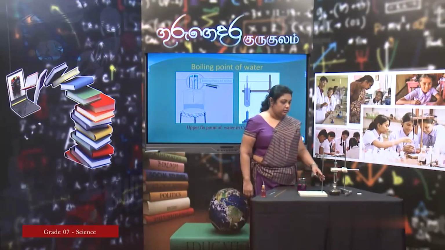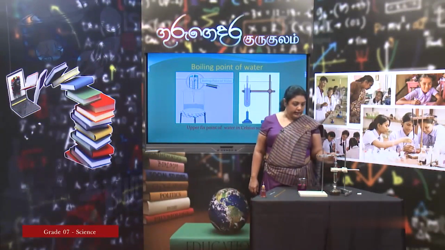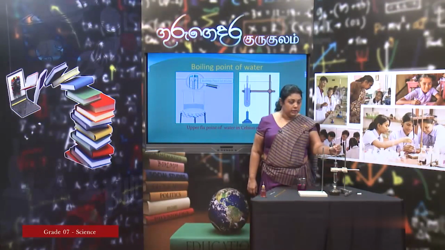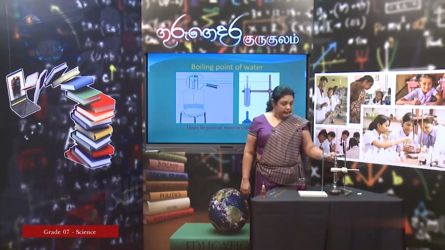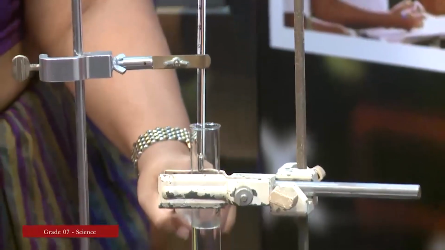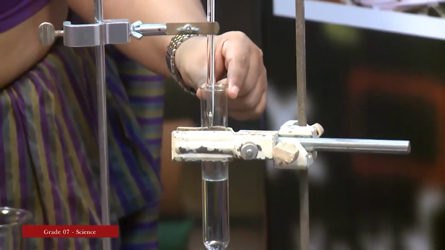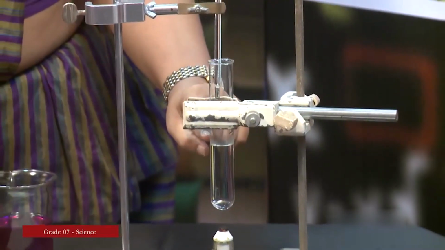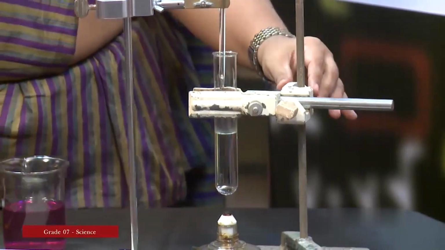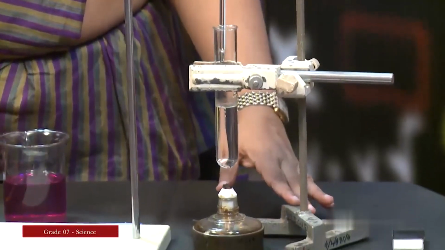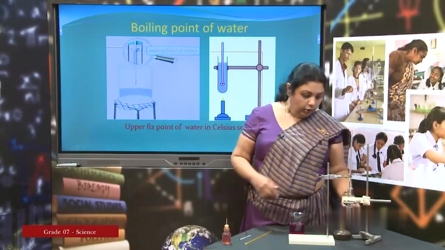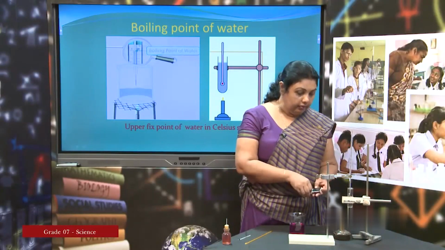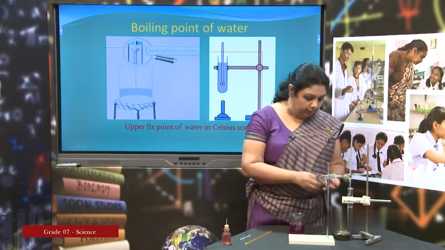You can see, children, this is a stand, and this is a mercury thermometer which is fixed. You can see it is not dipped in the water. You can see water here, but the thermometer is not dipped in it. It is held by this stand. After that, you take a spirit lamp and allow the water to boil.